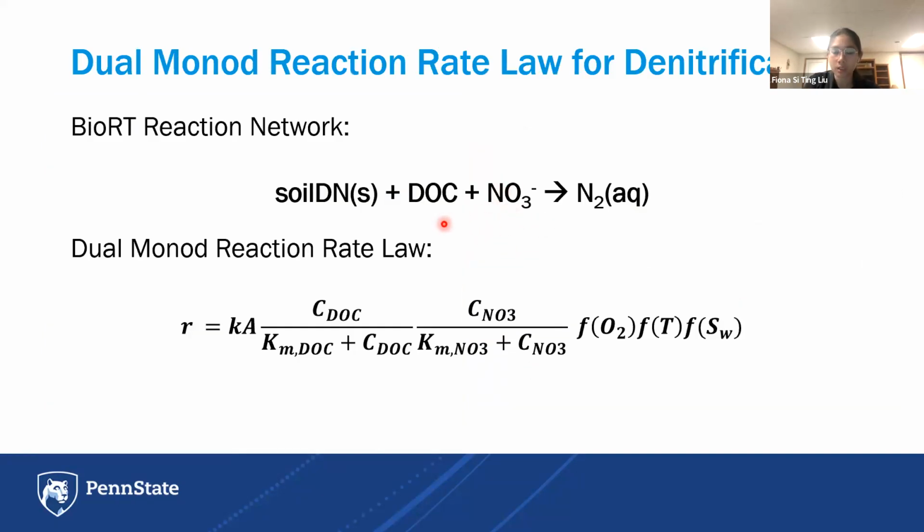So the denitrification process is being modeled using this dual Monod reaction rate. Here we have the reaction rate defined by this reaction rate constant again. We have our surface area again, and then we have these dual Monod terms, where we have the concentration of the DOC as our electron donor and the concentration of nitrate serving as our electron acceptor. We have this new term, this oxygen inhibition term, to simulate the necessary anaerobic conditions for denitrification. And then we have the function of temperature and the function of soil moisture again.